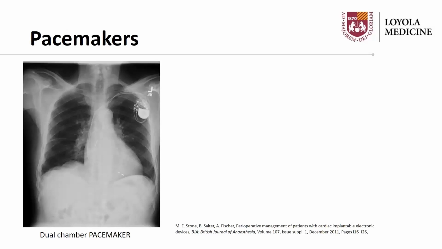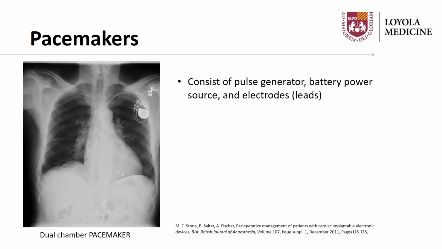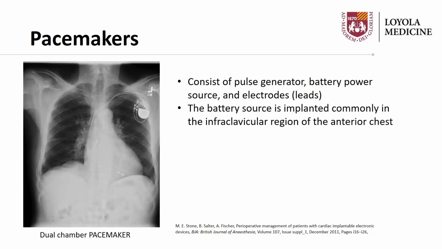So most modern pacemakers consist of a pulse generator, battery power source, and one or more electrodes referred to as leads, which deliver electrical impulses to the myocardium. These leads are typically placed either percutaneously or via venous cut down, and course through the venous system to the heart. The battery is implanted commonly in the infraclavicular region of the anterior chest. There are also leadless pacemakers, like I mentioned, such as the brand name Micra, which we will discuss later.